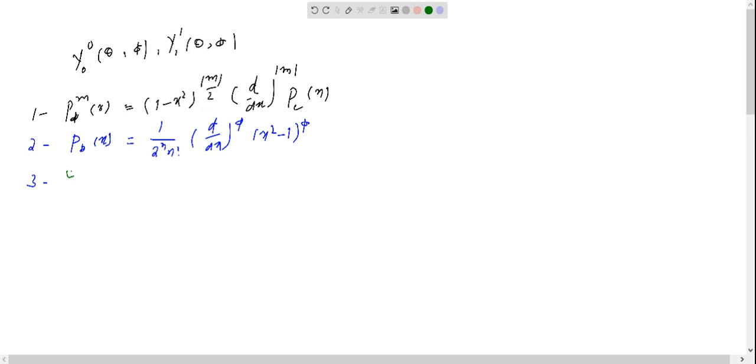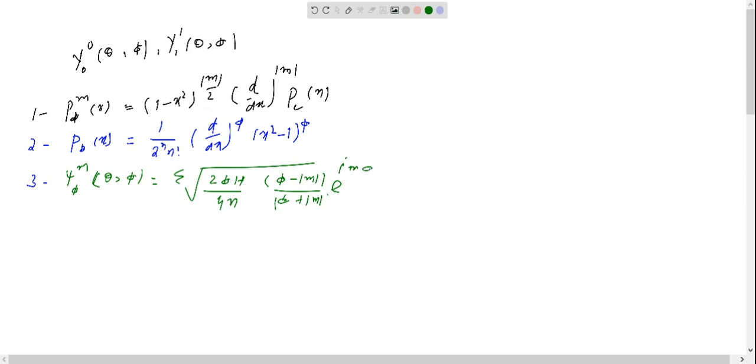function is Y_l^m(theta, phi) equal to epsilon under root of (2l+1)/(4 pi) into (l minus m) factorial divided by (l plus m) factorial, e raised to the power i m phi, P_l^m(cos theta).